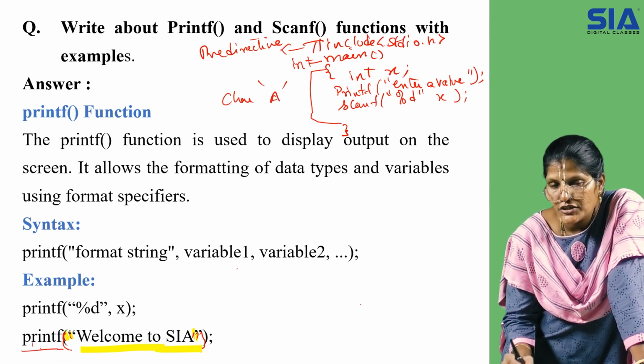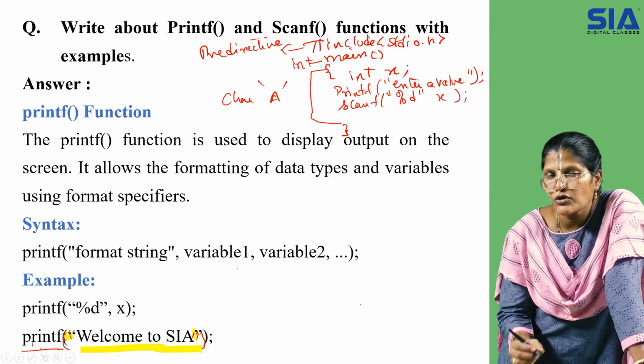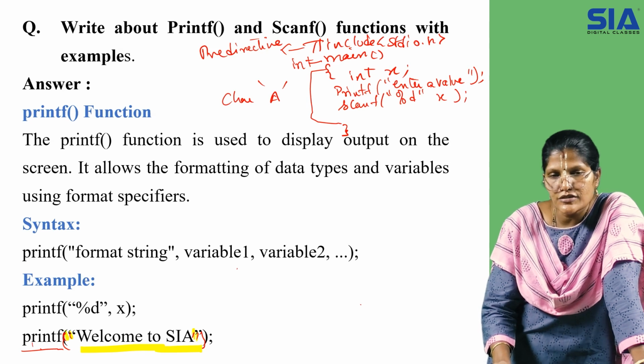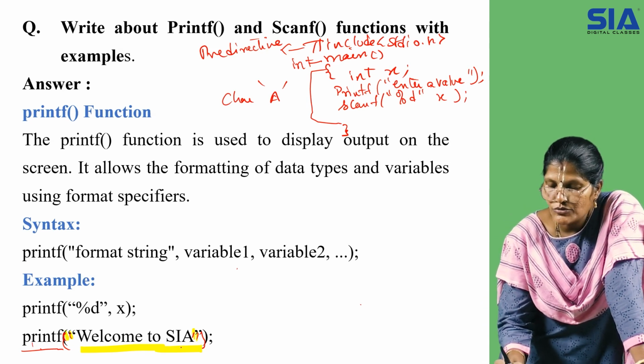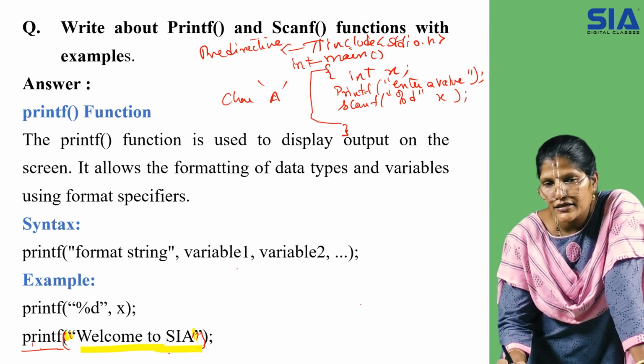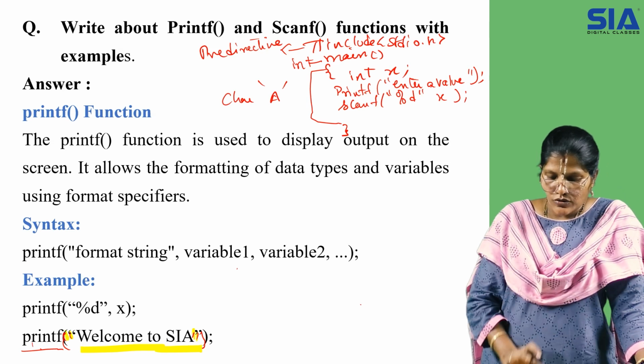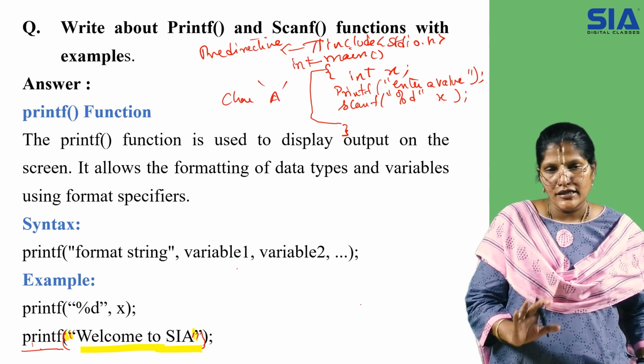printf. So what is this function? It is a single line function because it is printing only a single line of statements onto the screen. That is why we say printf welcome to Sia. Welcome to Sia is nothing but a statement having certain characters which are printed onto the screen. This is only for the purpose of printing statements.